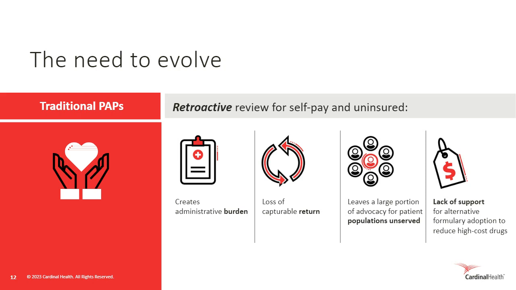A retroactive review of the drugs administered would not have been sufficient. The drug was already given. And by the way, the patient assistance program's guidelines for that particular drug require the patient be enrolled and medication be procured prior to the patient's treatment. So at that point, it's too late to affect change with a retroactive review.